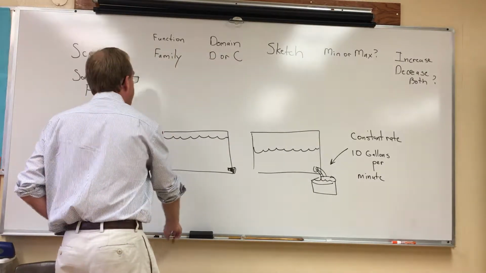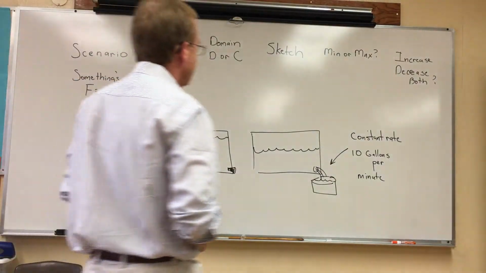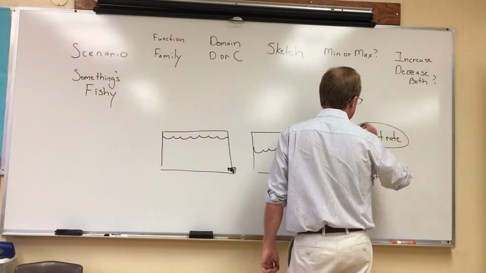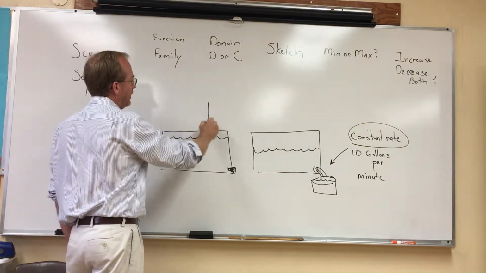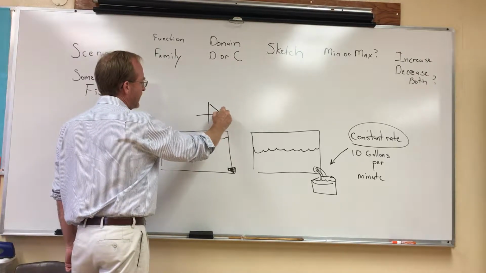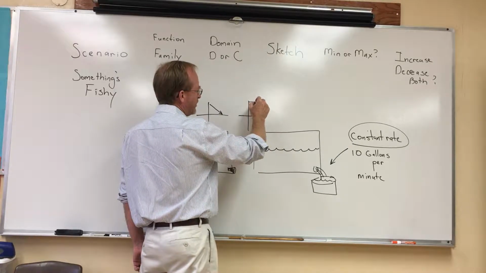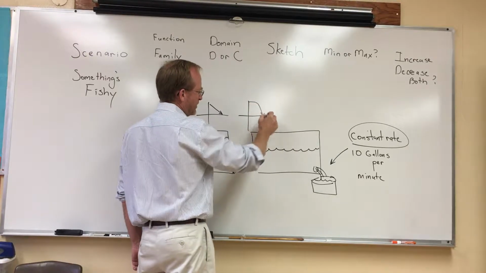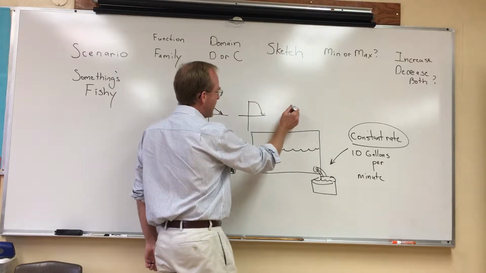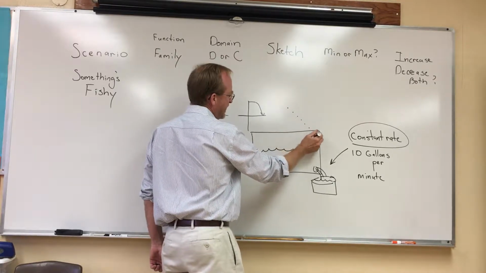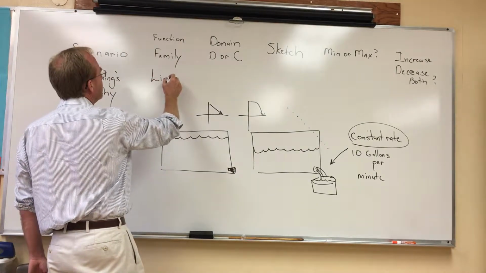First off, function family. Well, let's think about this. The key to the function family is the constant rate. If something's moving constantly on a coordinate plane, it's going to be steady in a line. In other words, it's not like the tank drains a little bit, and then all of a sudden it starts to gush out. It's a constant rate of 10 gallons per minute. So it's going to be steady downhill. And when you have that steady downhill, you're going to get a linear function.